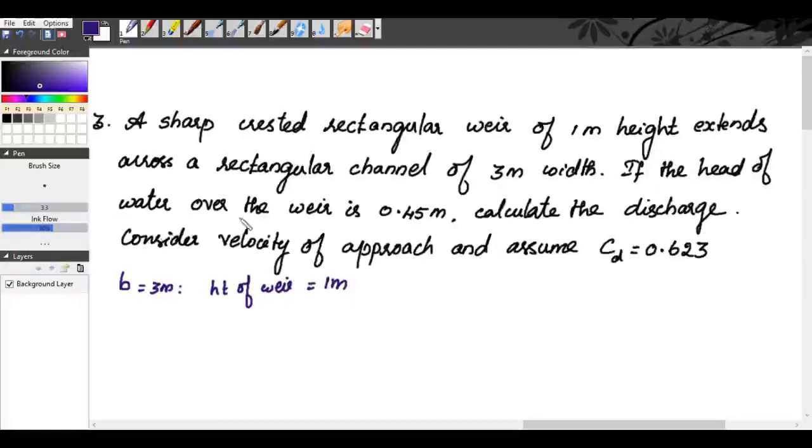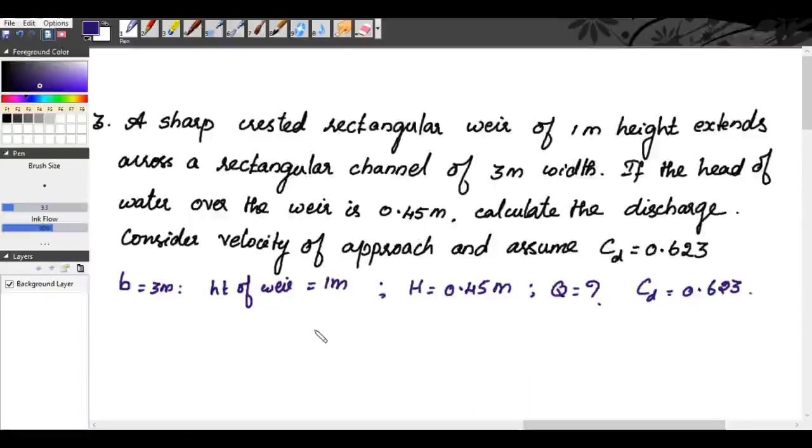If the head of water over the weir is 0.45 meter. So H is equal to, head of water over the weir is 0.45 meter. Calculate the discharge considering the velocity of approach, assume CD is equal to 0.623.